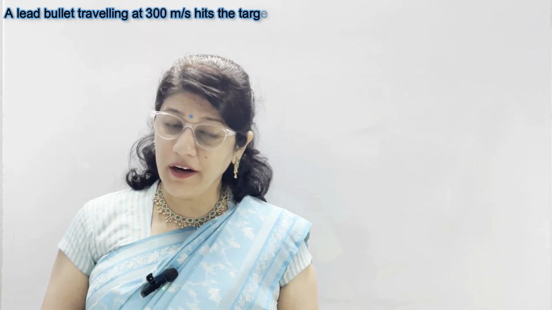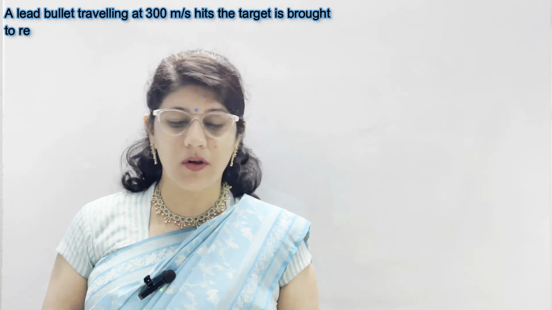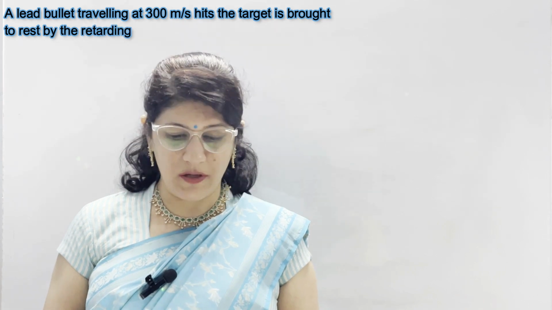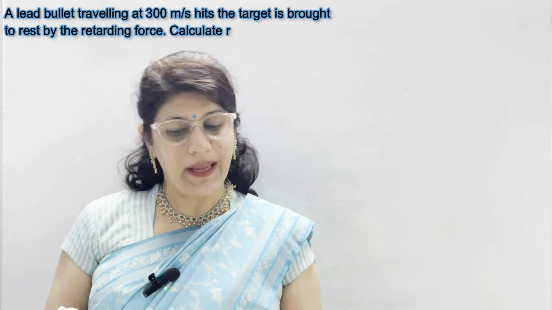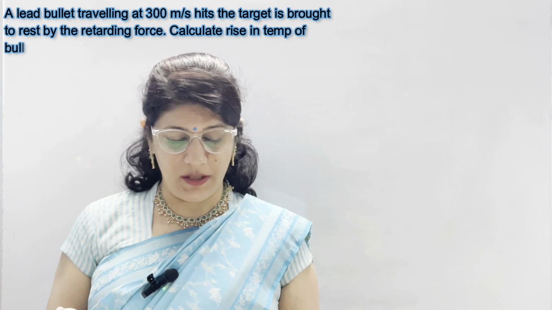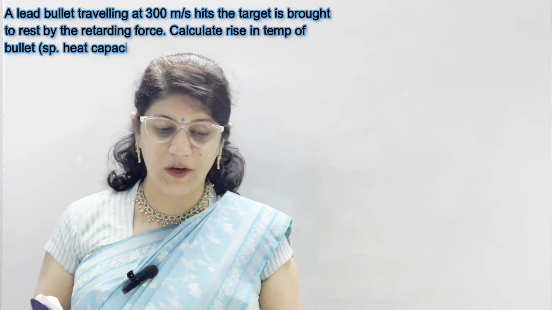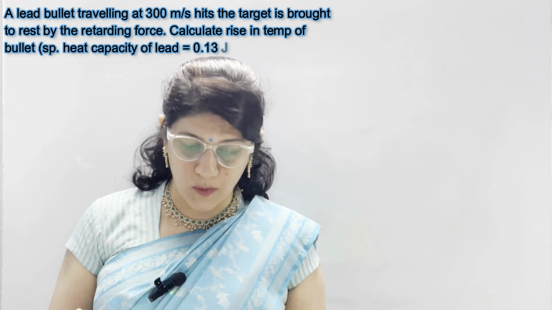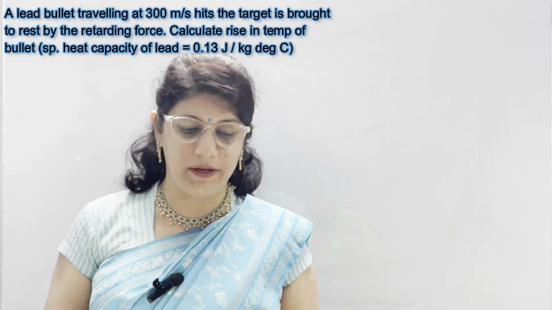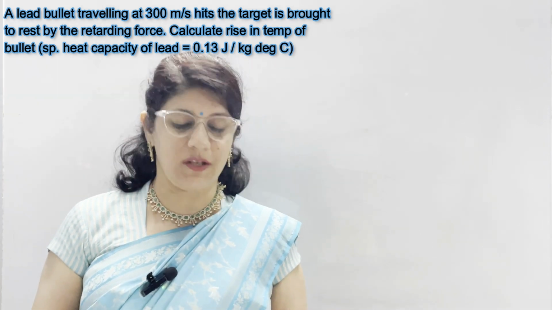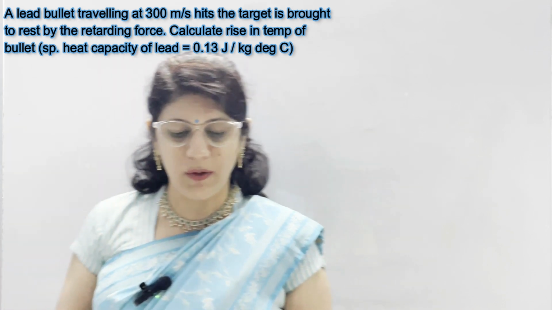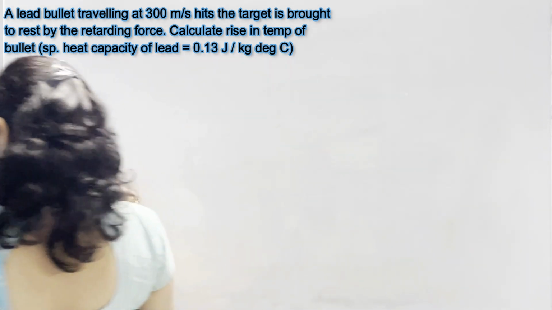A little bit different numerical. A lead bullet traveling at 300 meter per second hits the target and brought to rest by the retarding force. Calculate rise in temperature of bullet. Now you will say, मैम ये कैलोरीमेट्री के न्यूमेरिकल हैं, इसमें रिटार्डिंग फोर्स कहाँ से आ गया, बट हम इनको कोरिलेट करेंगे. हमें स्पेसिफिक हीट कैपेसिटी ऑफ लेड इज गिवन है 0.13 जूल पर केजी पर डिग्री सेल्सियस.